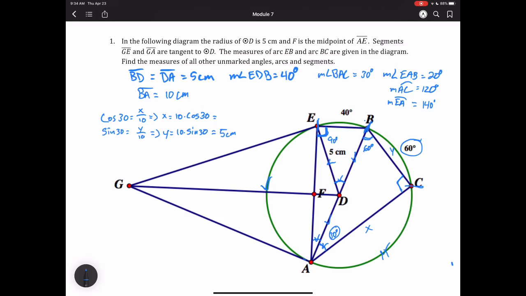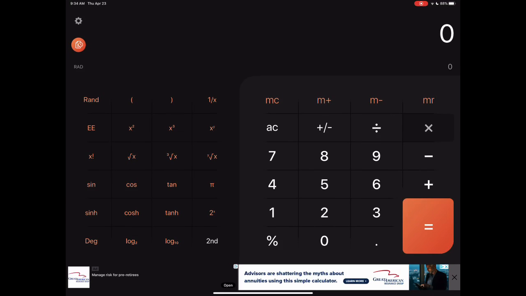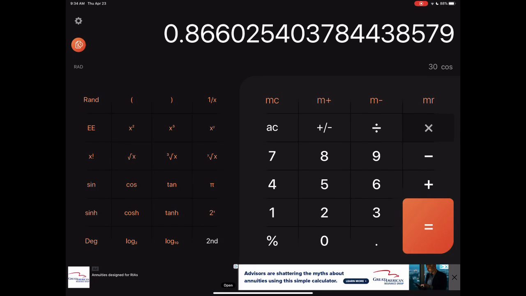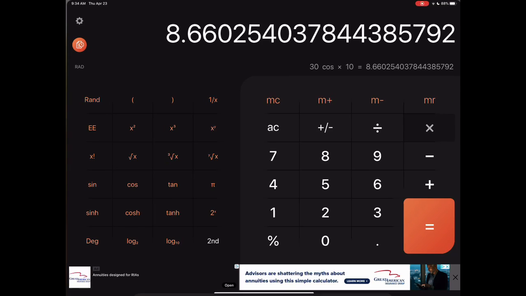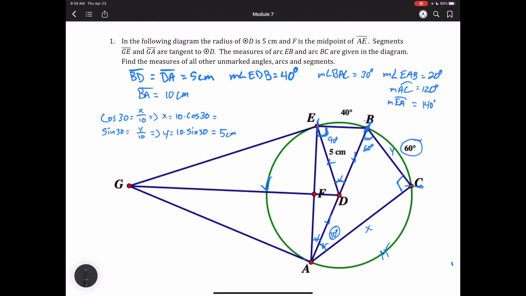Then I'm going to do the same thing with cosine. So cosine of 30 times 10, and that is equal to 8.6. Or 8.7, let's say 8.7. So 8.7 centimeters. A little bit less pretty, but it works out just fine. Okay, so now we've gotten those taken care of. Done with those. So now let's tackle some other ones.